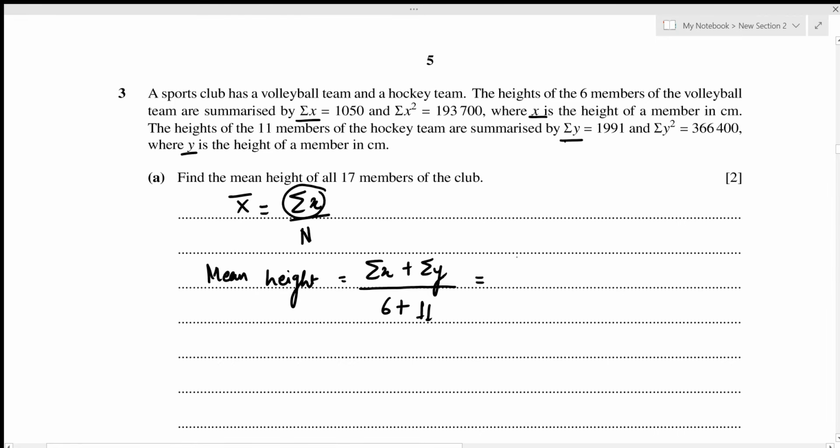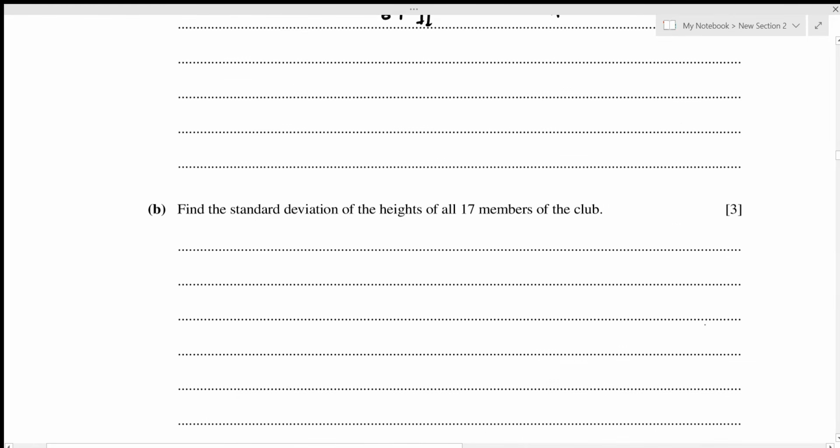Let's substitute the values for summation x and summation y. That's going to be 1050 plus 1991 divided by 6 plus 11. This gives us the mean height as 3041 divided by 17, which is going to be 178.9 centimeters. So that's the mean height of all 17 members in the club.